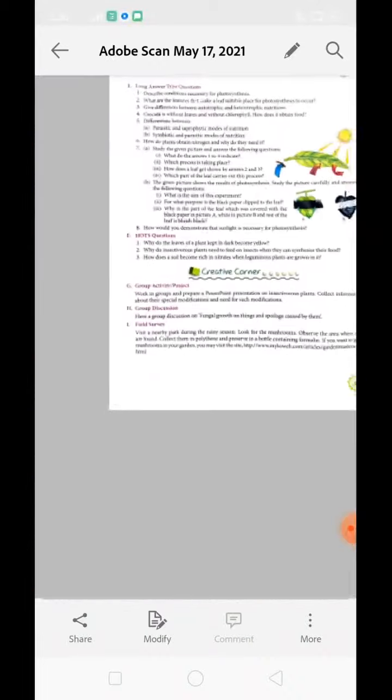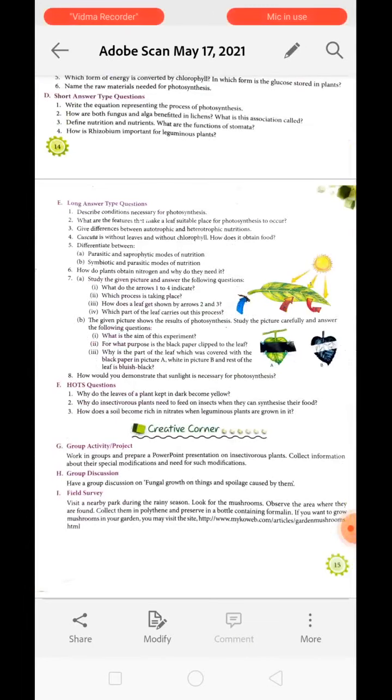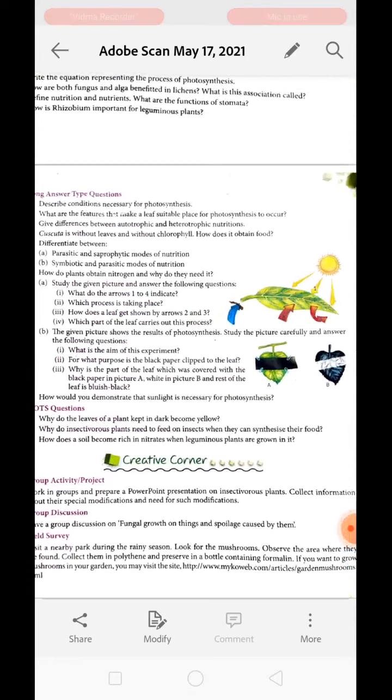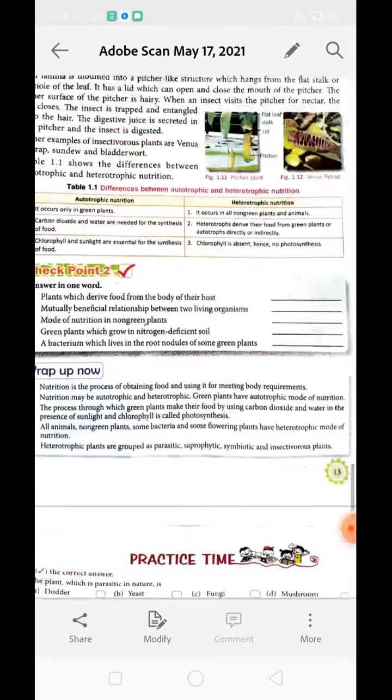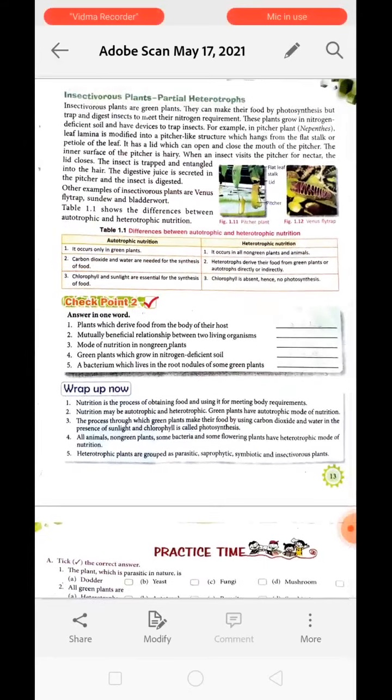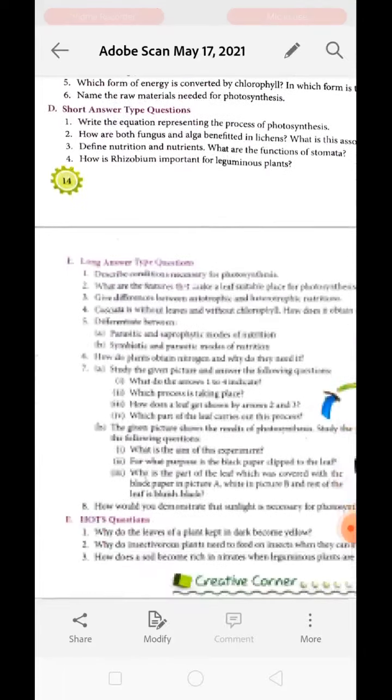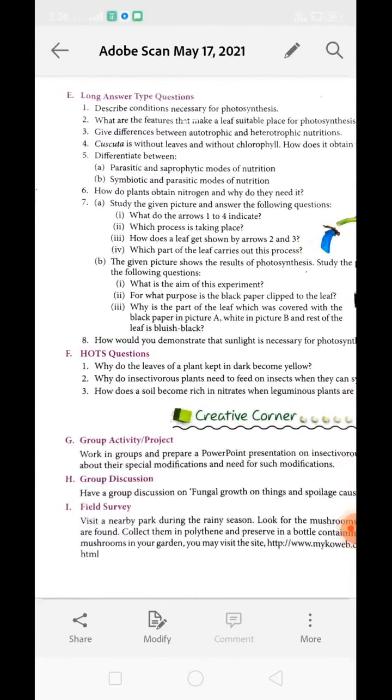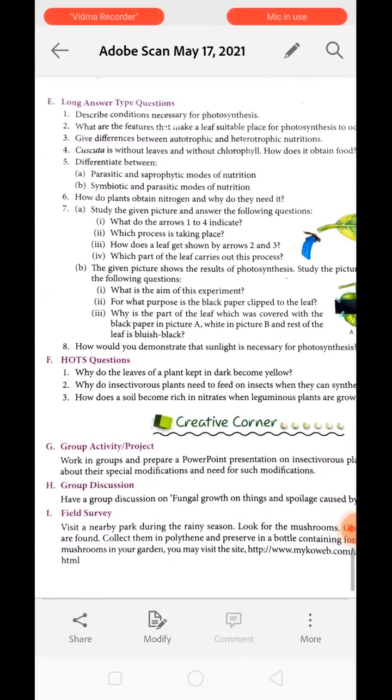Okay class, next question. Question number 3. Give difference between autotrophic and heterotrophic nutrition. Given in the last page of the chapter, page number 13. Differences between autotroph and heterotroph. You will write this table 1.1 in your answer. Next question.